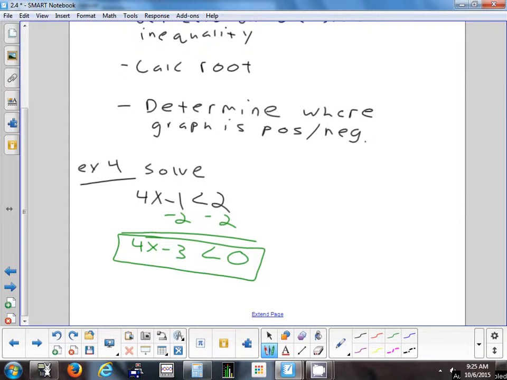Right, now we're going to graph it. Okay, so on your calculator, type in y1, 4x minus 3.